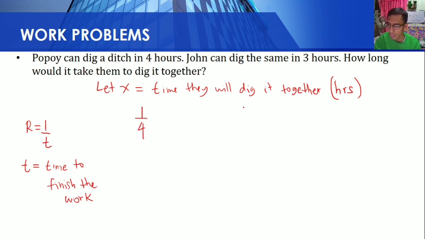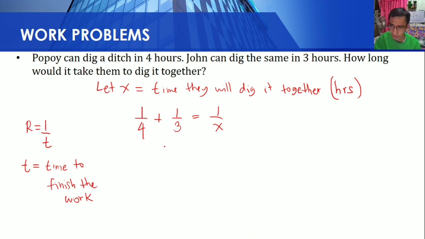And John can dig the same in 3 hours. How long would it take them to dig it together? Pag-aadin lang natin yung rate nilang dalawa para malaman natin kung ilang oras nila magagawa yung work. So plus, yung rate ni John is 1 over 3 is equal to yung rate nilang dalawa, 1 over X. Yung X is yung time to finish the work together. Solving for X.